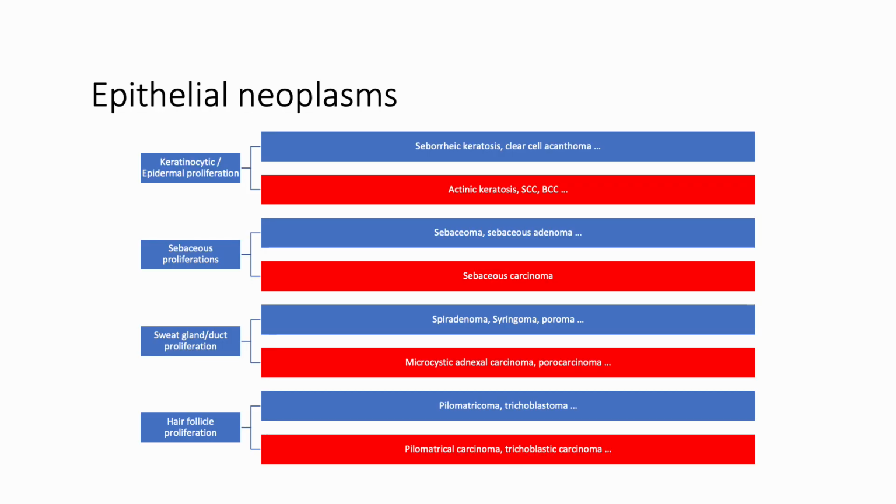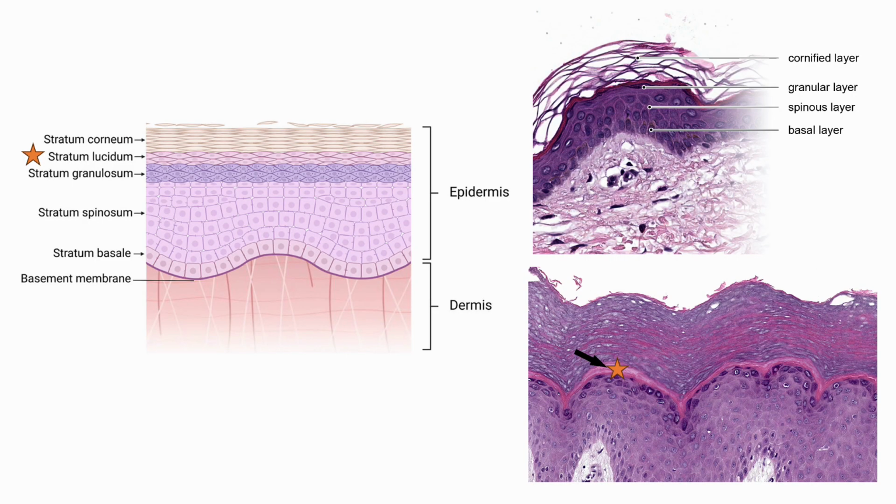This picture has been shown in the last lecture, and it's just about our breakdown of the epithelial neoplasms. And today we will talk about the malignant counterpart. This is just a quick go through the histology of the epidermis.